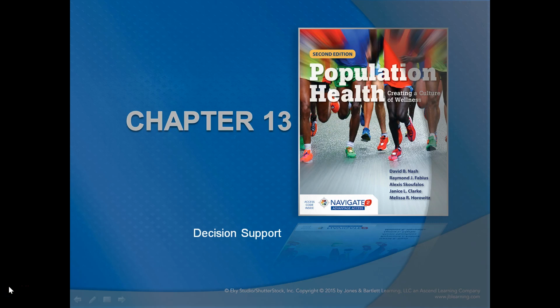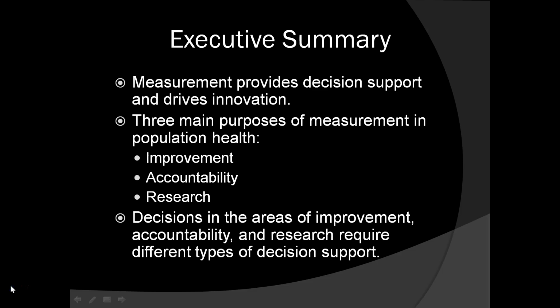Chapter 13, Decision Support. Measurement provides decision support and drives innovation. Three main purposes of measurement in population health are improvement, accountability, and research. Decisions in the areas of improvement, accountability, and research require different types of decision support.